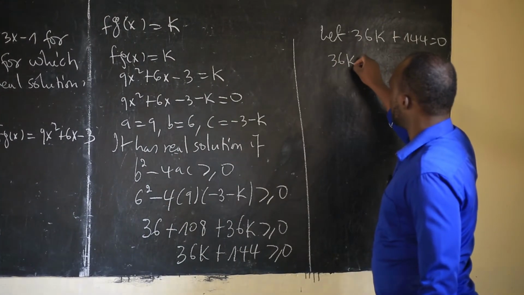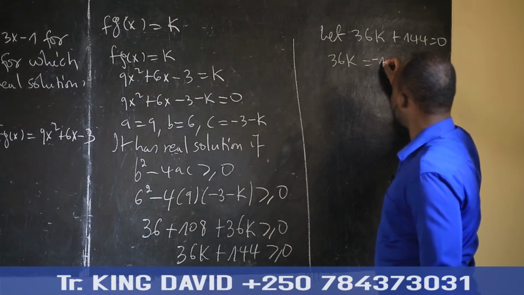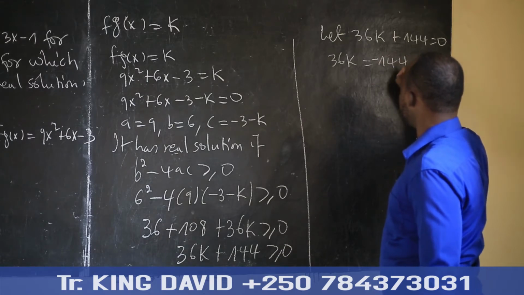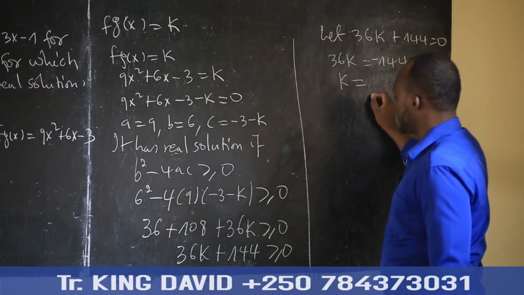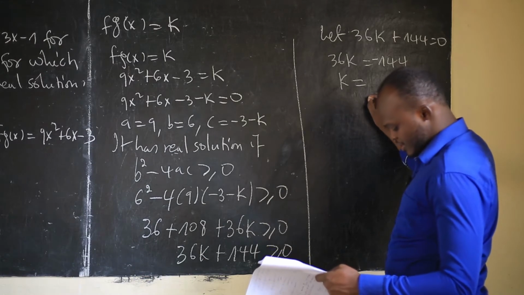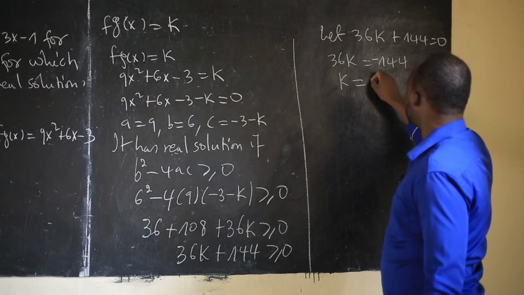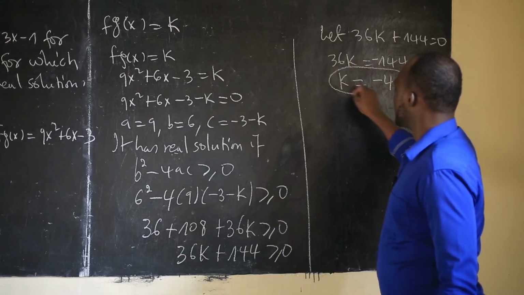36k will be equal to negative 144. So where k is, we take 144 divided by 36, so we get negative 4. So k is negative 4.